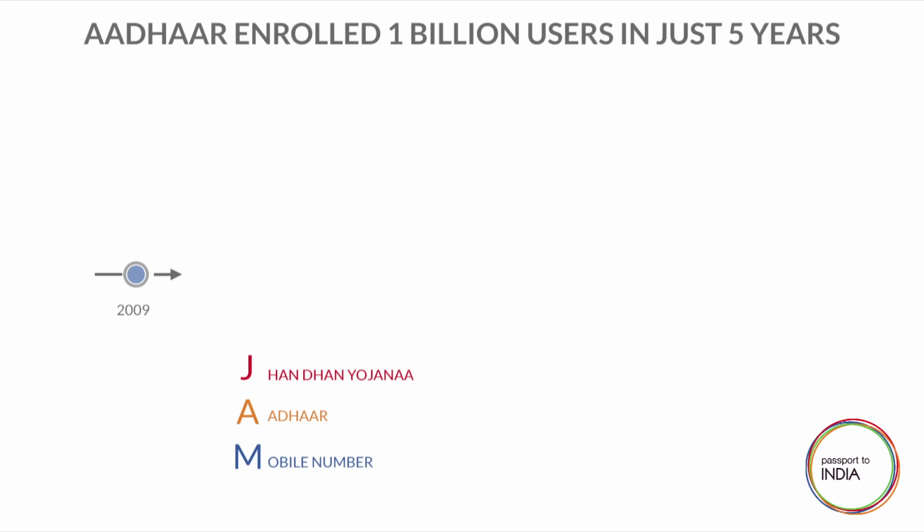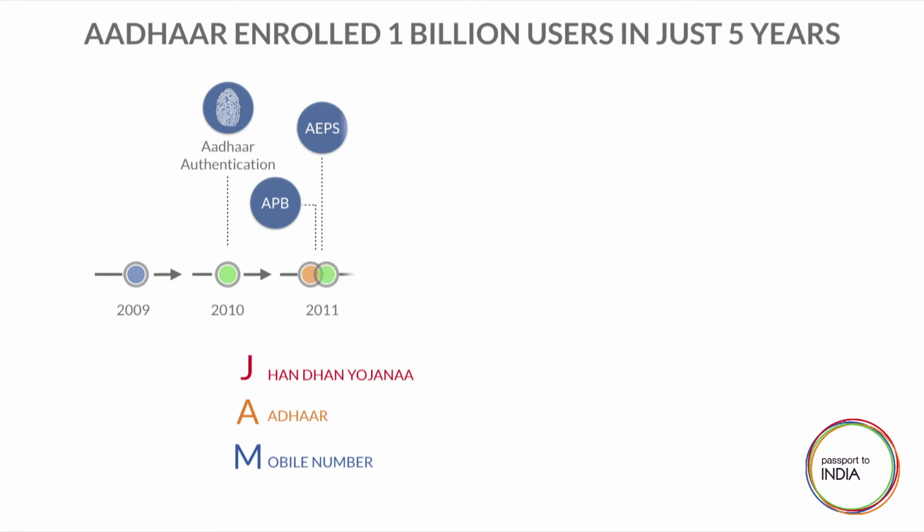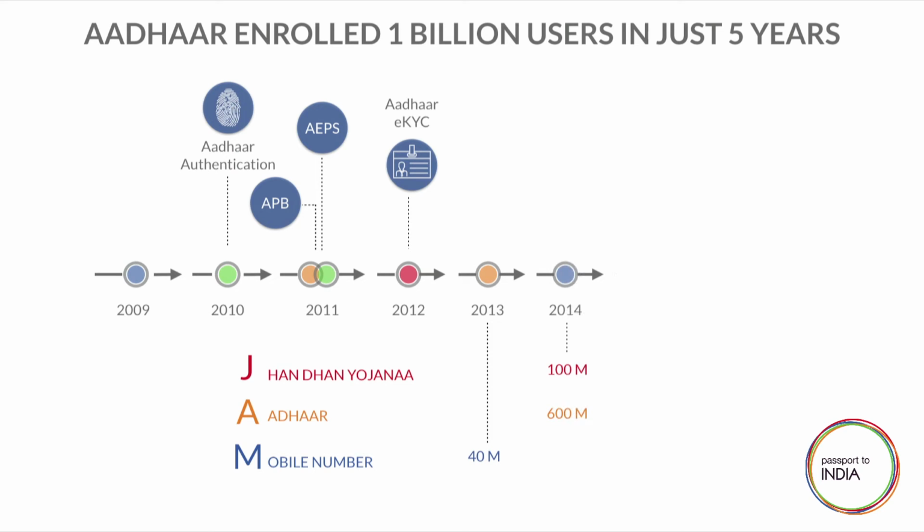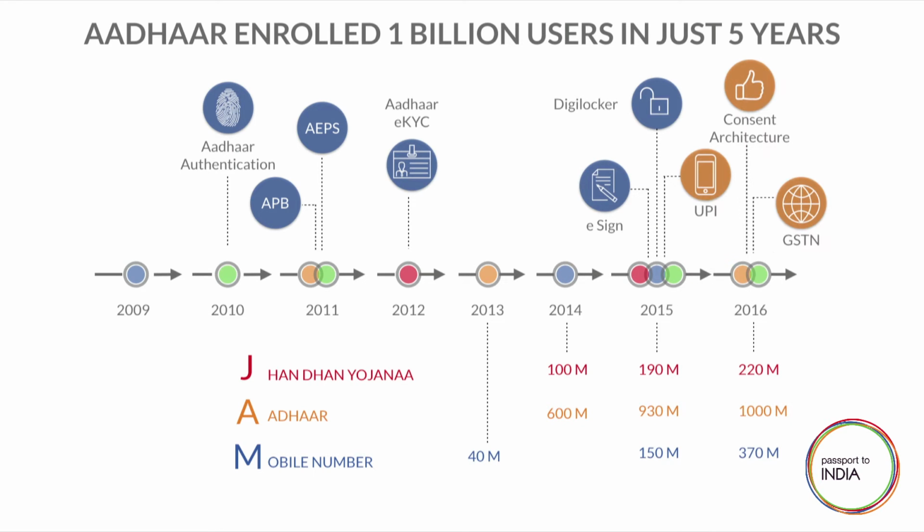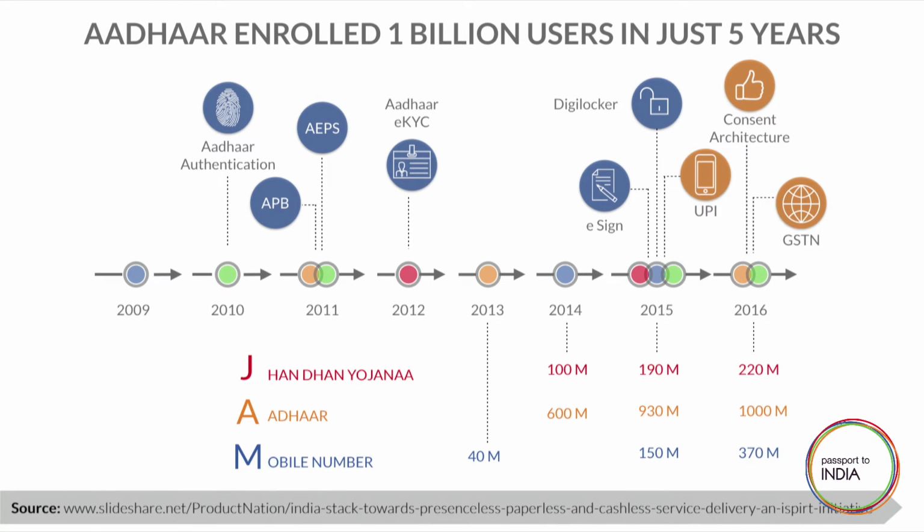The A is for Aadhar. Aadhar, translated as foundation or base, is the Indian government's biometric identity program. It enrolled 1 billion users in 5.5 years, making an Indian government program the fastest platform to enroll 1 billion users, faster than Facebook, Gmail, or even WhatsApp.